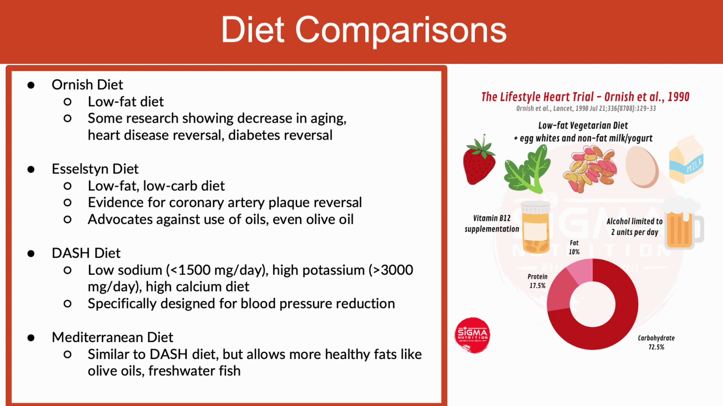So these are some diets that have been researched to show how patients can live healthier lives. These can include the Ornish diet, which is low fat, and some research showing that it can decrease aging, heart disease, and diabetes. The Esselstyn diet, which is low fat, low carb, and there's evidence for coronary artery plaque reversal. It advocates against the use of oils, which can even include olive oil. The DASH diet, which is low sodium, high potassium, and high calcium. It's specifically designed for blood pressure reduction. And the Mediterranean diet, which is very similar to the DASH diet, but it allows for more healthy fats to be included, such as olive oils and freshwater fish.